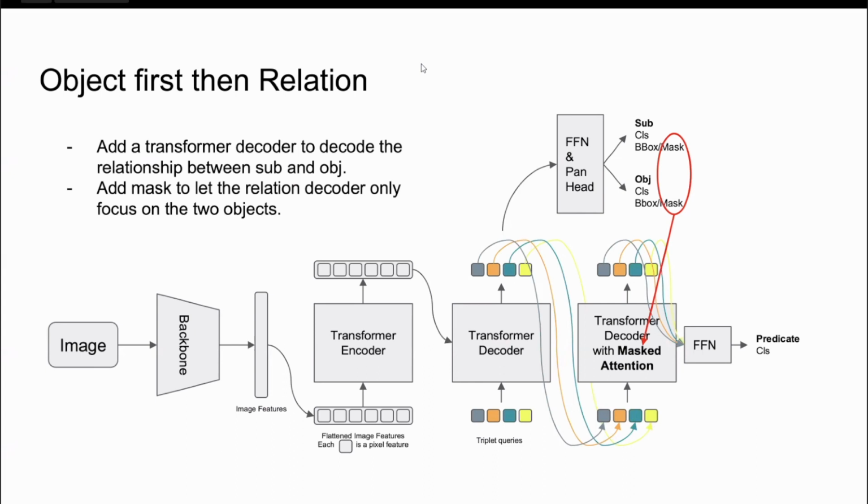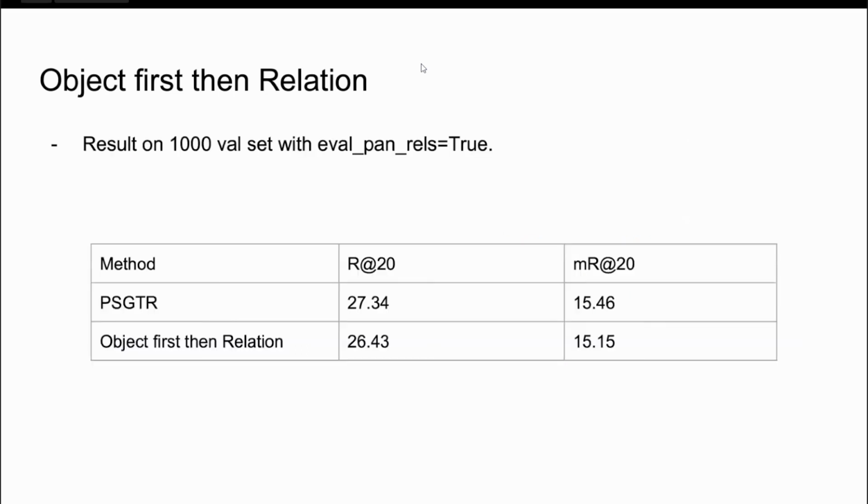There is another thing: for Panoptic Scene Graph Generation, we have the masks for each object. So I add the masks in the transformer decoder with mask attention. I think this will help the second decoder focus on the two objects, and these two objects can give a better relationship. But the result is not very good.